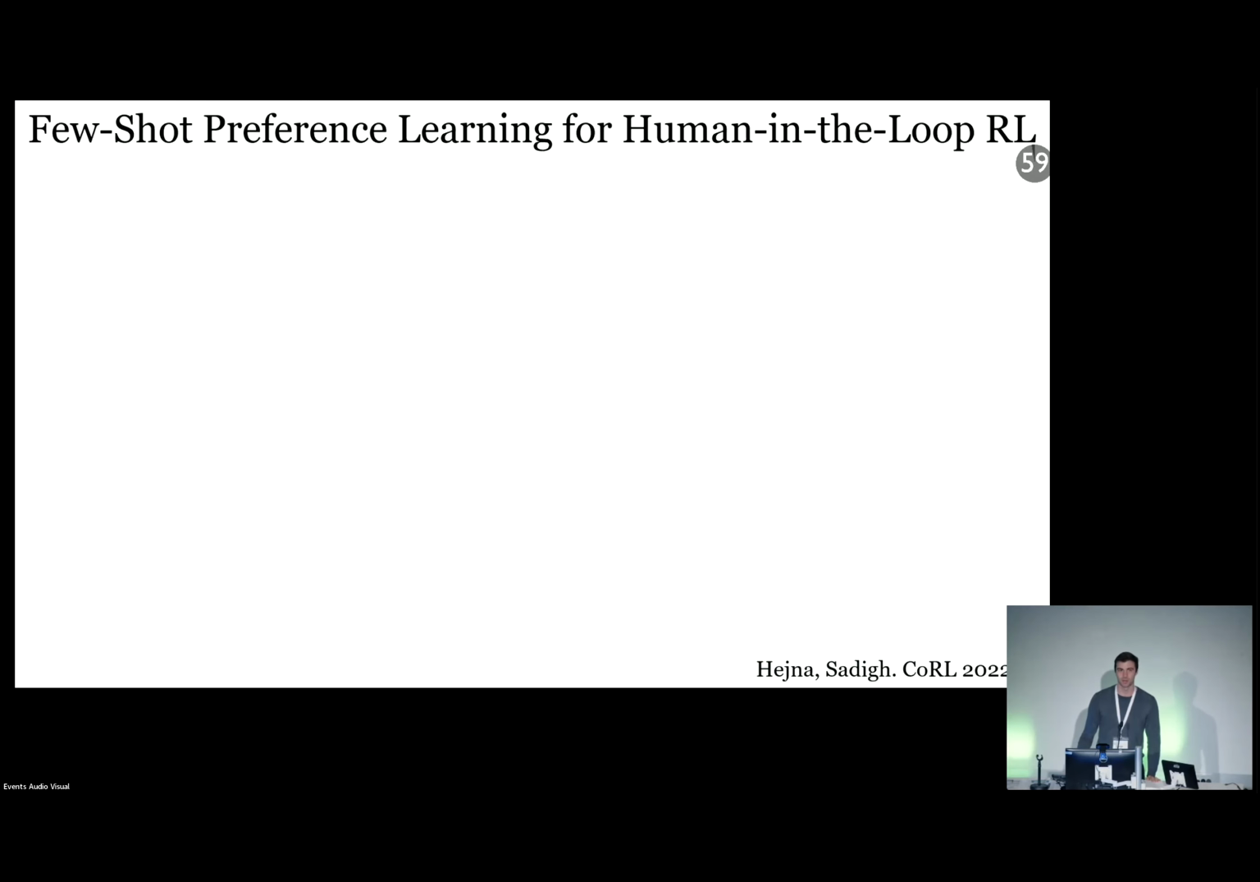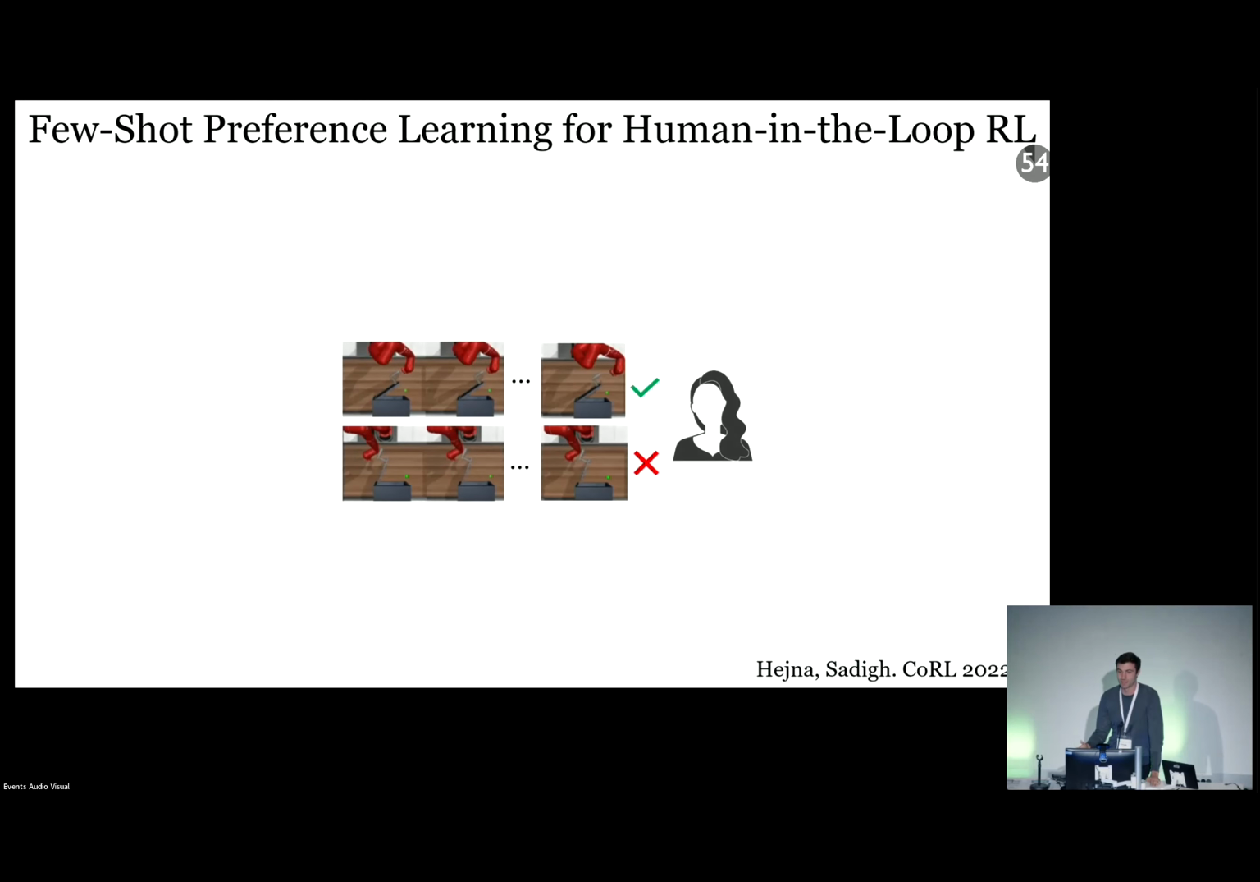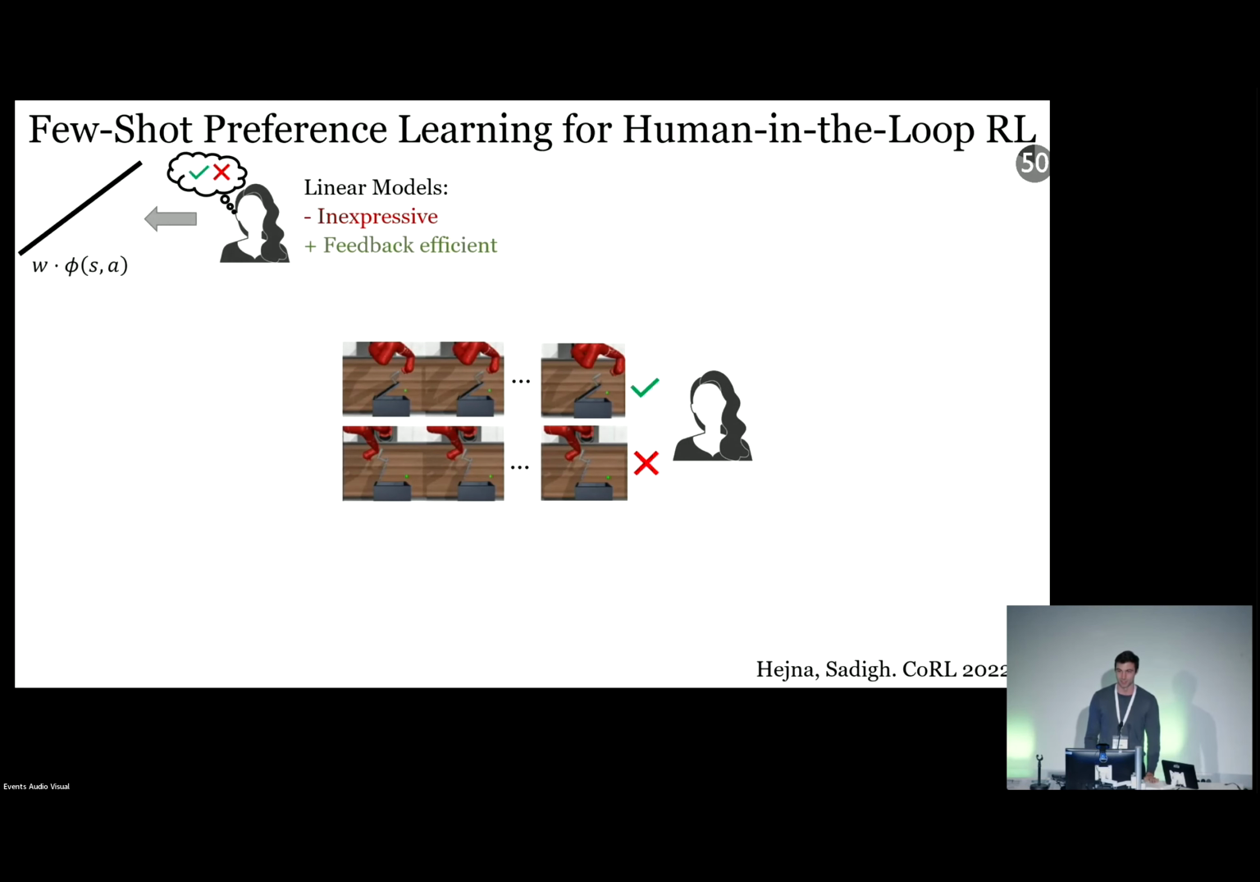Hi, everyone. I'm here to talk about our work on few-shot preference learning for human-in-the-loop RL. So preferences between behaviors have shown to be an effective way of learning reward functions, but prior works have a few limitations. If you use a linear model, it's very inexpressive and it can't complete complex tasks, but you can learn it in only a handful of queries from a real human.